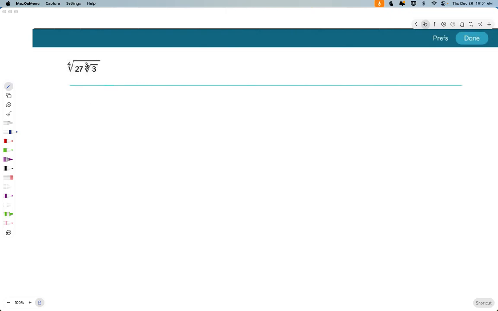All right, so what we've got to do first is we can't leave two different bases. We've got to have the same base in order to perform the calculation at all. So that's what we're going to do. 27 is 3 times 3 times 3. So we rewrite this as the fourth index of 3 cubed, over the cubic index of 3. All right, now that they have the same bases, now we can draw a correlation.